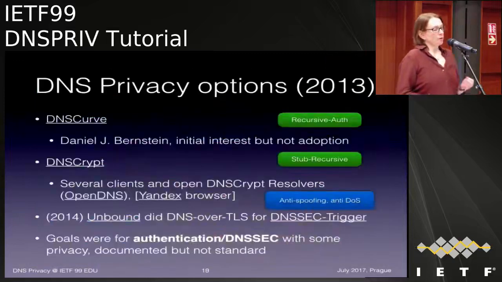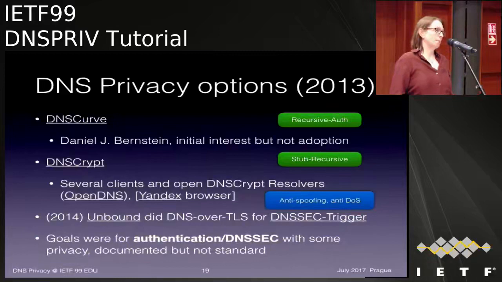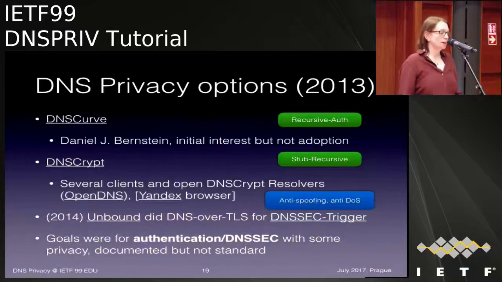Okay, so just to start the story by going back to 2013 and talk about what the privacy options were at that time. Well, there were no standards for how to do DNS privacy at that time at all. There were a few protocols that had been developed and deployed, but some of them had come to the IETF, and some of them hadn't even gotten here. The main ones were DNSCurve, which was really designed for the recursive to authoritative communication, and DNSCrypt, which was stub to recursive. DNSCrypt is still around today.